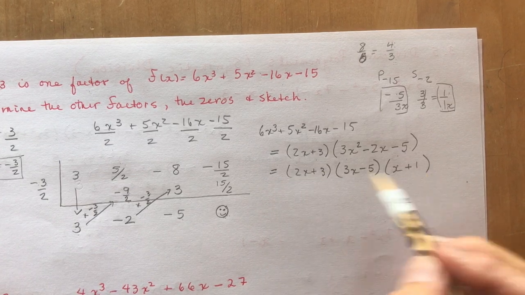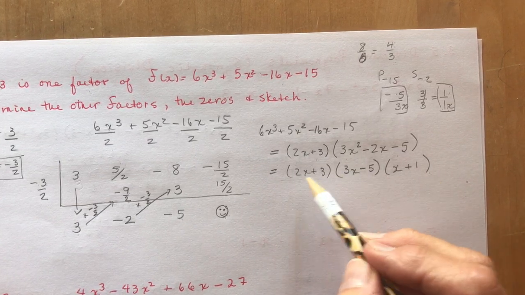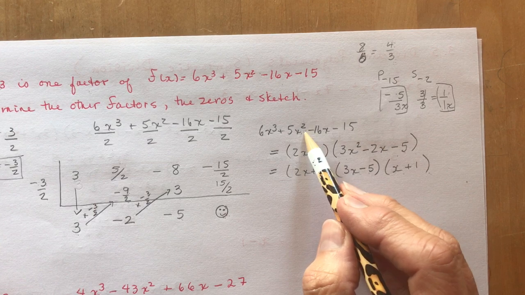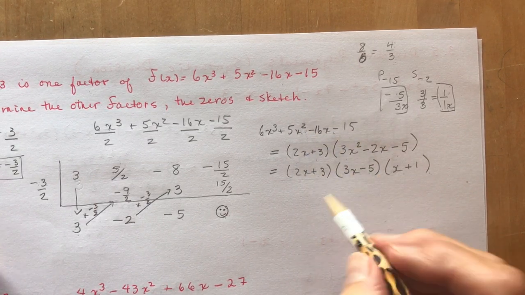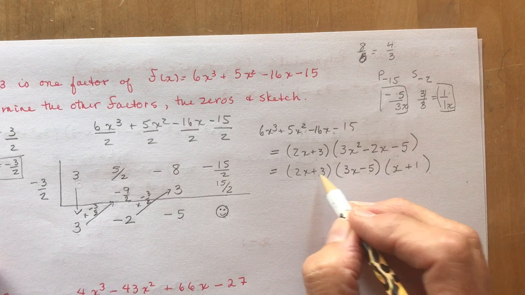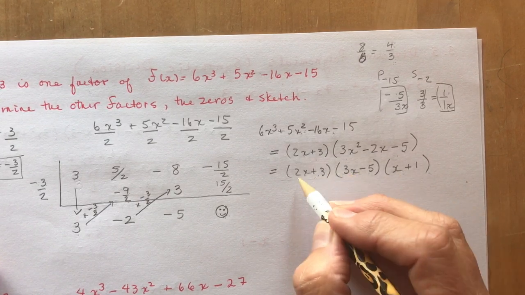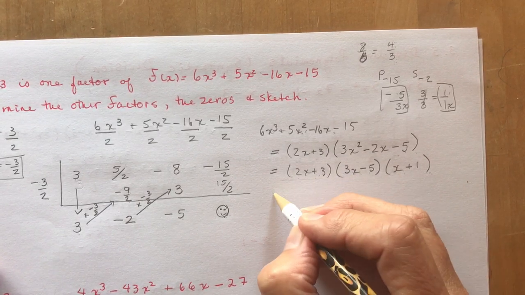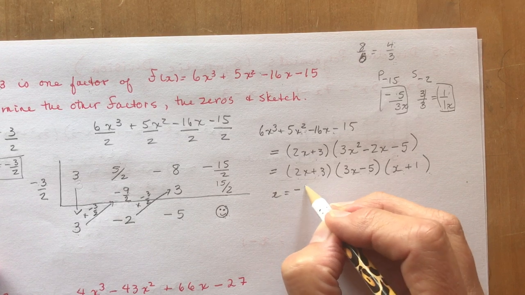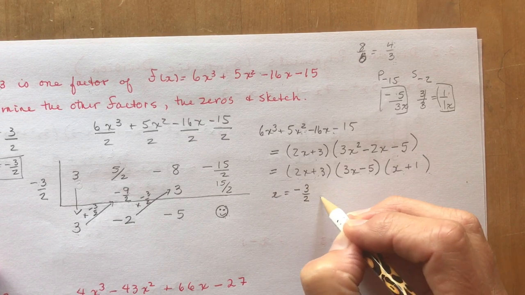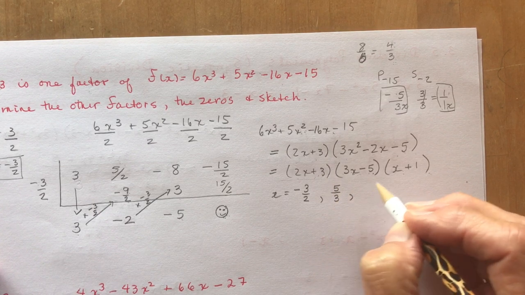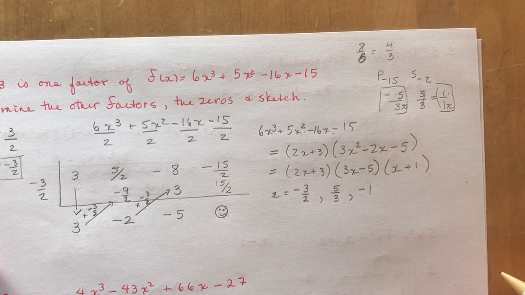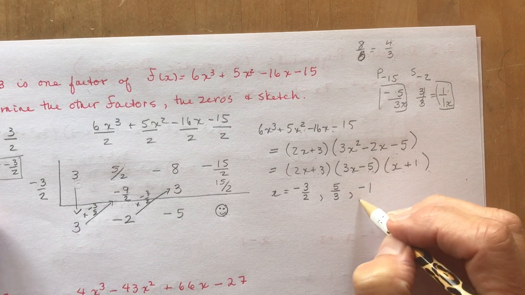Okay, so here we have everything's factored. If you expand this, you will get back to this. So now I can tell you what the zeros are. So the zeros are what makes each of these brackets equal to zero. So x is going to be minus 3 halves. This one, 5 thirds. You're in grade 12. I don't need to write that all out, right? And minus 1.